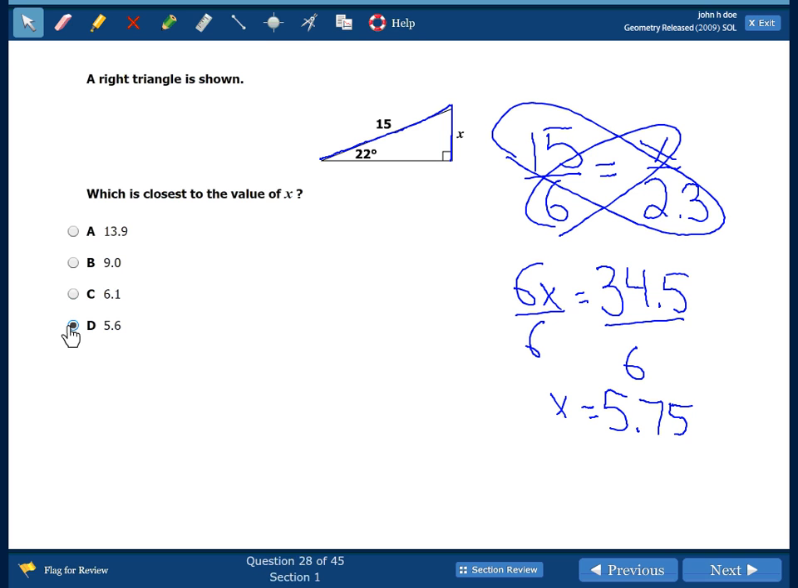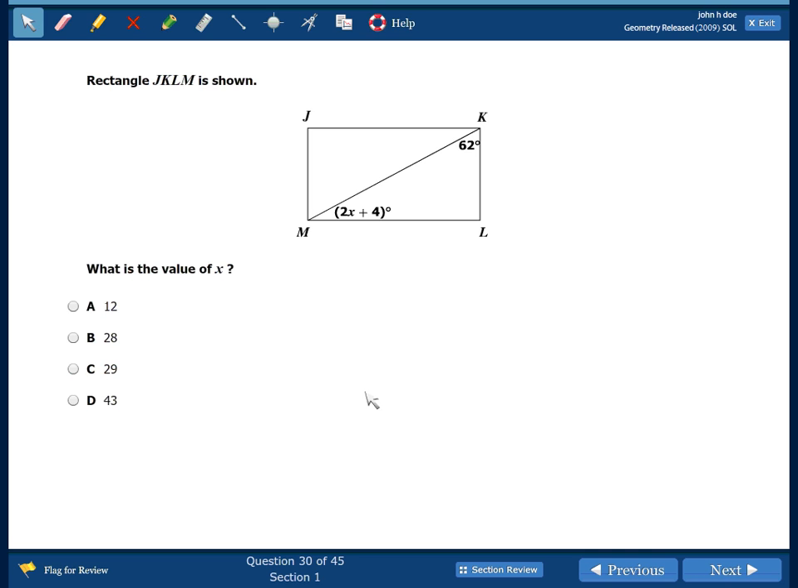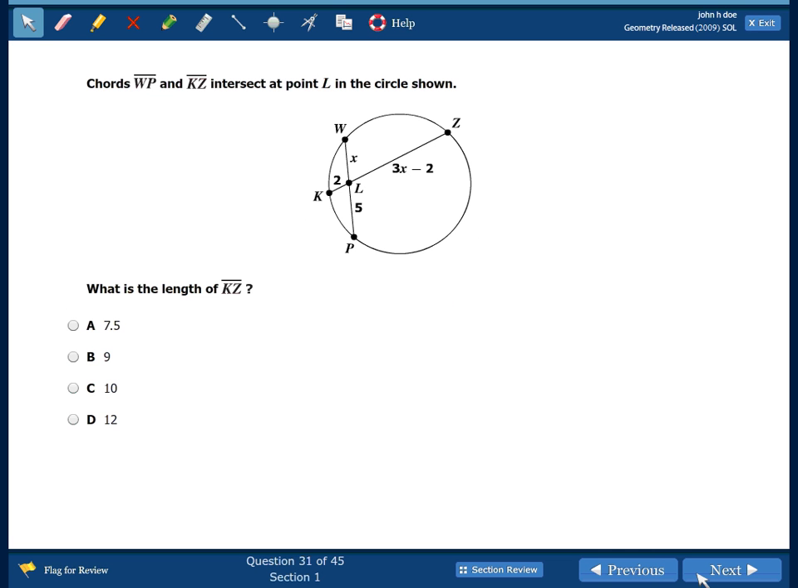Let's take a look at another problem that uses this. This is problem 31. That's the wrong number. So 31. Again, we can only use this with side lengths. So this problem, we can use it in a different respect. It asks, what is the length of KZ? So KZ is this entire length. So that's what I'm going to solve for.